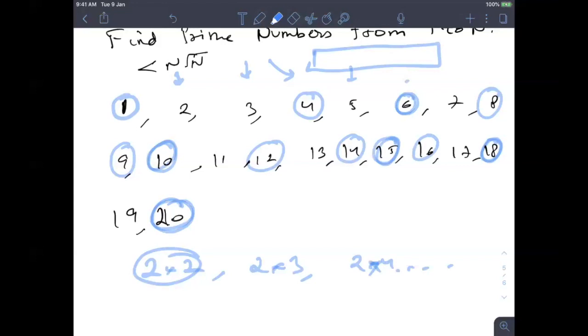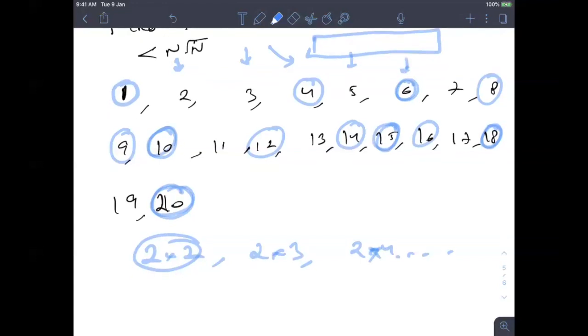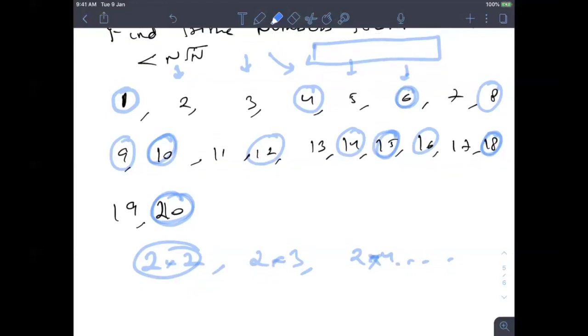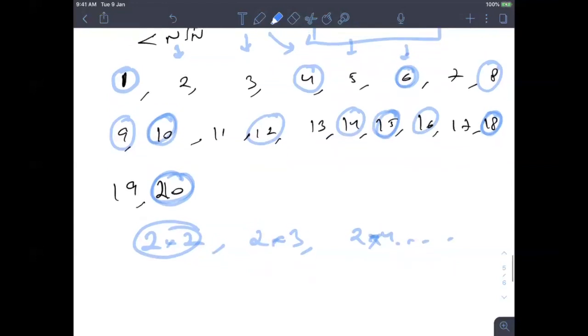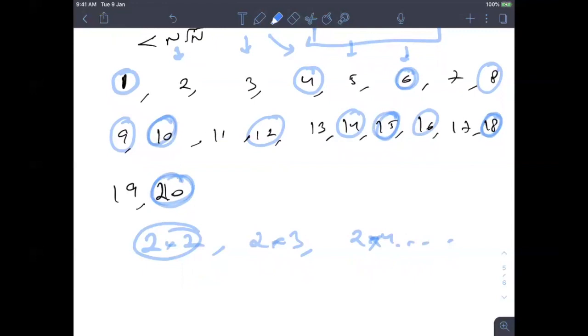6 is not a prime number. Let's ignore. 7 is a prime number, so we'll circle the multiples of 7. And after you do this whole iteration, for every number you will check. At the end, you will be left with only the prime numbers. So those numbers which are not circled are prime numbers.